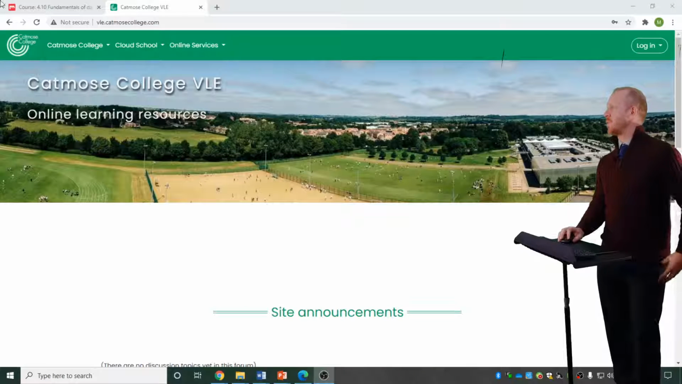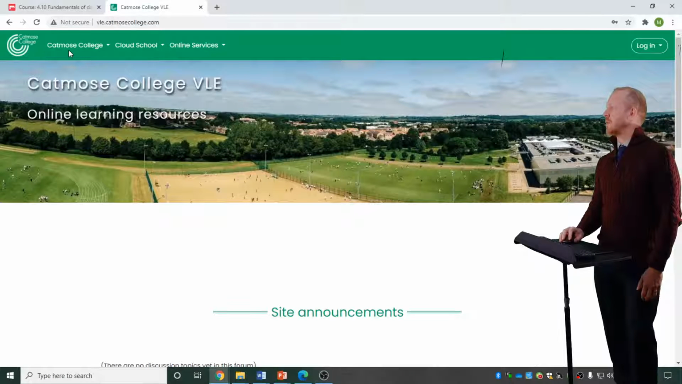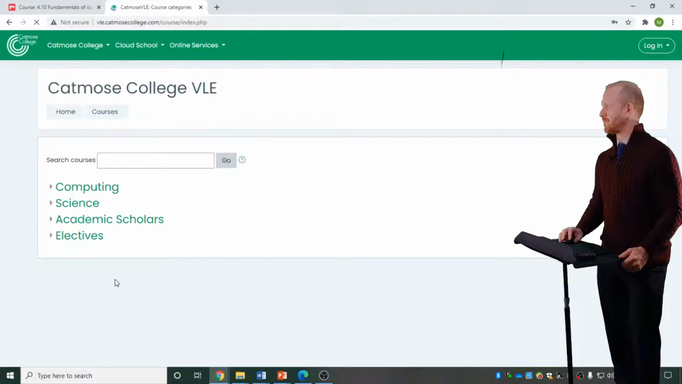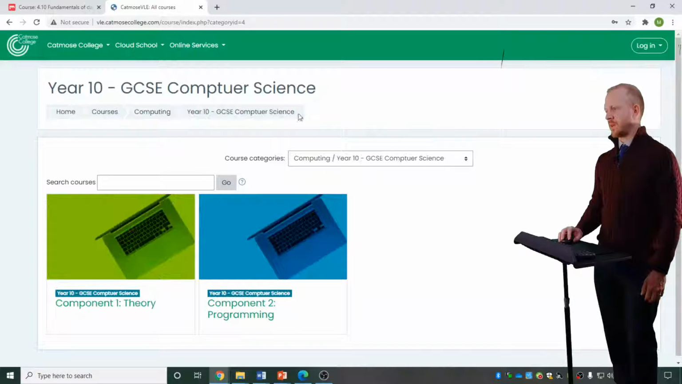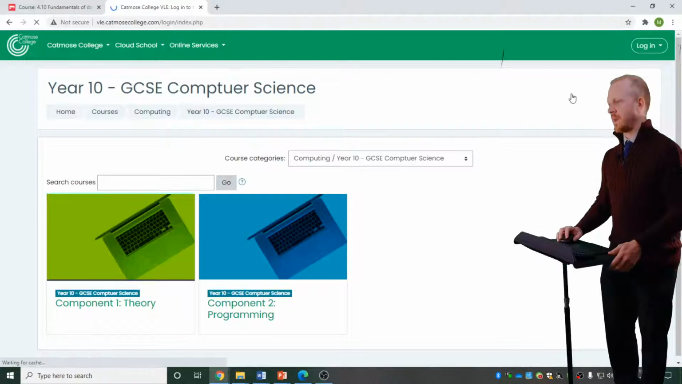So let's have a look at the stuff we're going to revise. So as normal, it's under courses, computing, 10 GCSE computer science, theory.